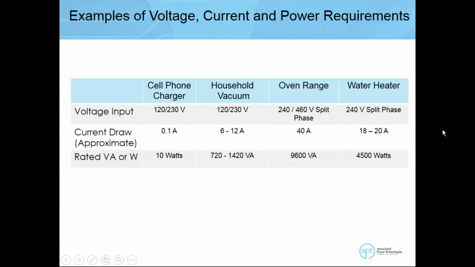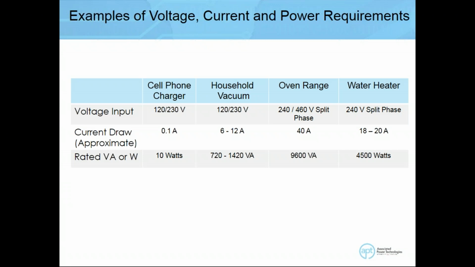Let's take a look at some examples of products you may see and how their watts are listed in their product specifications. So take a cell phone charger, for example. The power input may specify 120 volts or 230 volts, but the current draw for this product is really low, usually less than 0.1 amps, and you may see the power rating listed on your cell phone charger or iPad charger. It may list anywhere from 5 watts to 10 watts. So this is the amount of energy required to power this cell phone charger.